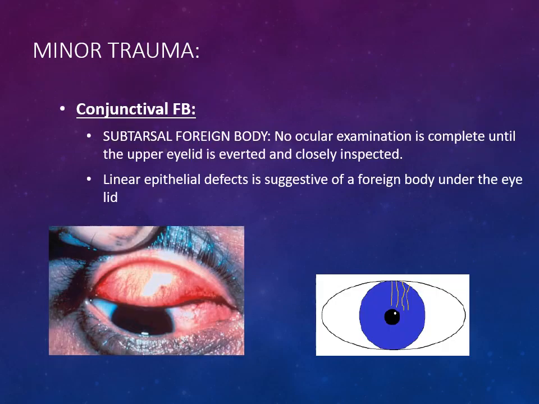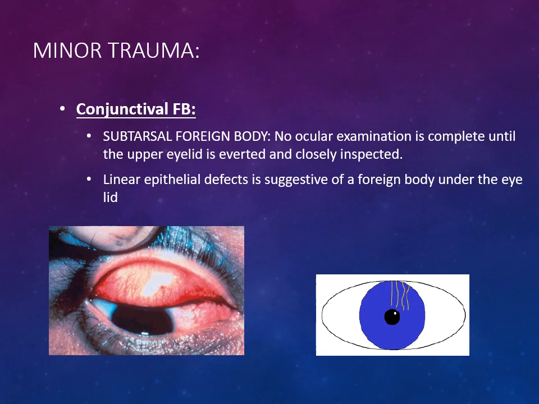Quick statements about minor trauma. Conjunctival foreign body is common and minor trauma to the eye, but it is very annoying to the patient. The patient will come with pain, photophobia, foreign body sensation, inability to open the eye, lacrimation. Whenever you have foreign body sensation, you should evert the upper eyelid. No ocular examination is complete until the upper eyelid is everted and inspected.